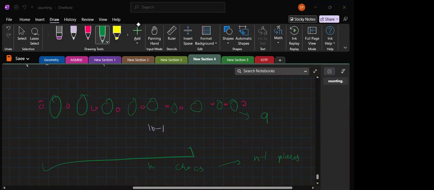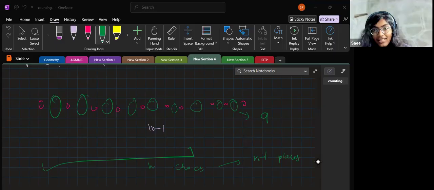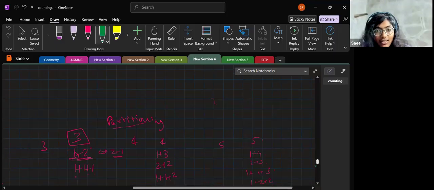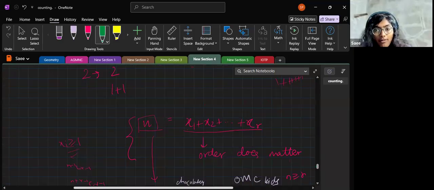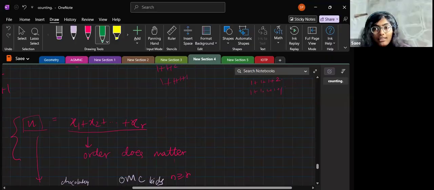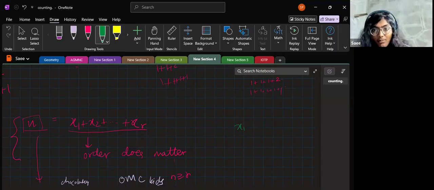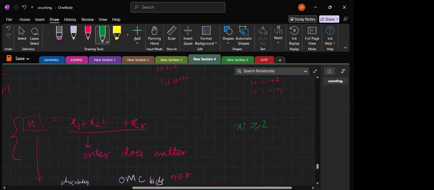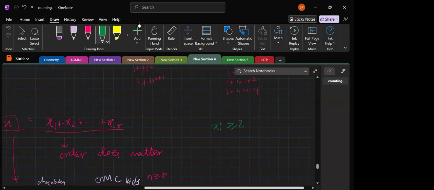I have a question. What if each xi is more than or equal to 2? Great question. So here our constraint was that every xi has to be at least 1. What if we want to ensure that everybody gets at least 2 chocolates? Because who is happy with 1 chocolate? Everybody should get at least 2 chocolates. So how do we deal with this? You subtract one from each xi.